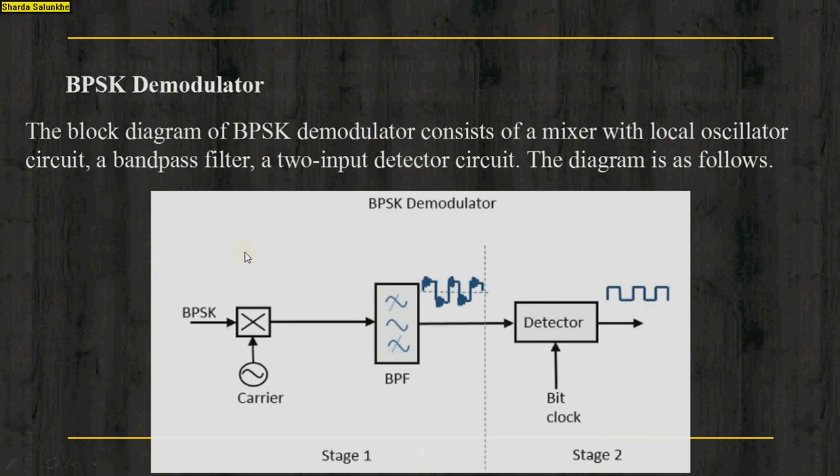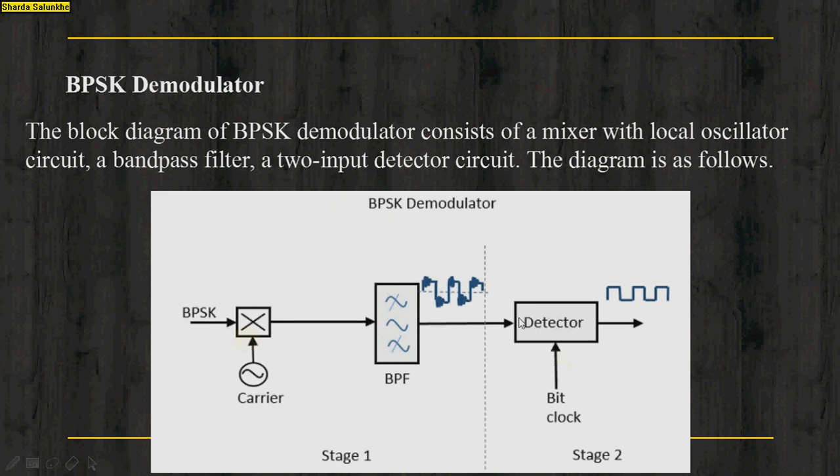BPSK demodulator. This is the block diagram of the BPSK demodulator. It consists of the mixer with the local oscillator circuit, a band pass filter, and a two input detector circuit, as shown in the figure. So this is the BPSK input signal, and the carrier is applied. So the output is available at the band pass filter. That output is again fed to the detector circuit where the bit clock is also applied.